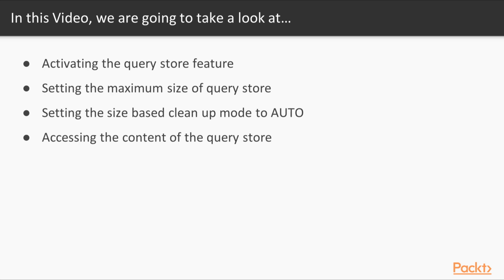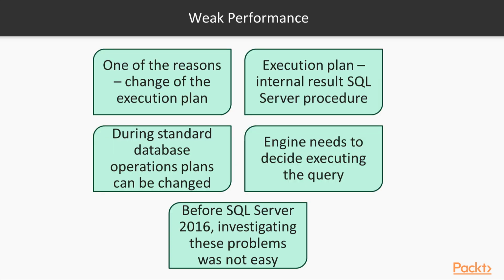Sometimes you will notice that perfectly fine queries will show weak performance for no particular reason. One of the reasons for this could be the change of the execution plan. An execution plan is an internal result SQL Server procedure where the engine needs to decide the best possible way to execute your query. Each query has its own plan. During standard database operations, based on internal statistics, those plans can be changed, but the results are not always better in terms of performance. On the contrary, they can be the exact opposite.